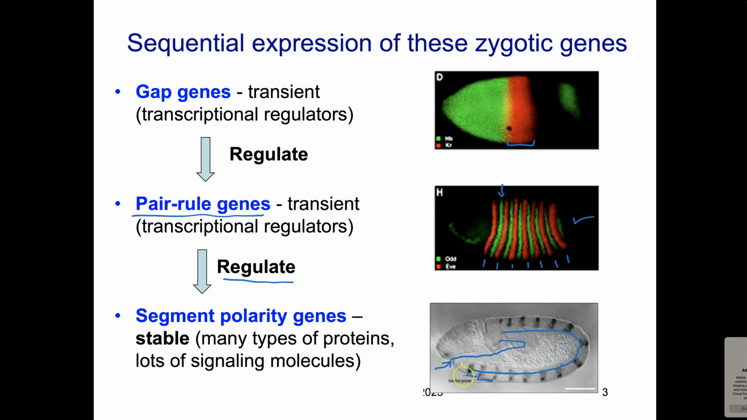The segment polarity genes, some of them could be transcriptional regulators, but they're expressed in a more stable way over long term. And a lot of them are signaling molecules and other types of proteins. So they're not just transcription factors the way the others are. And their expression is longer term than the others. These get expressed for a very short period of time. They turn on the genes they're supposed to turn on, and then they themselves stop being expressed, whereas these guys are longer term.